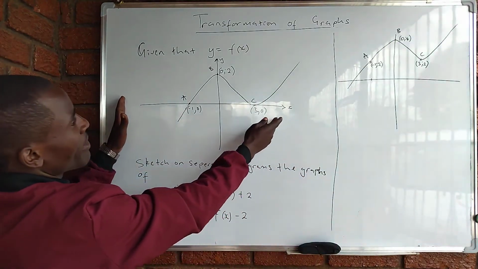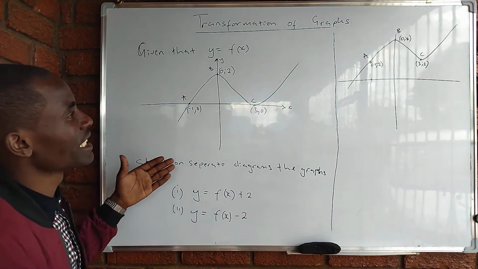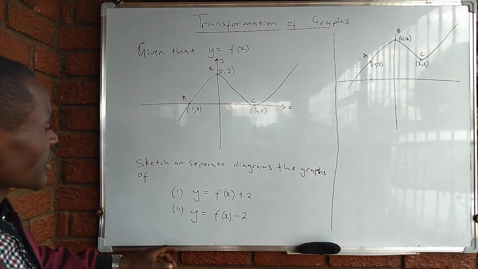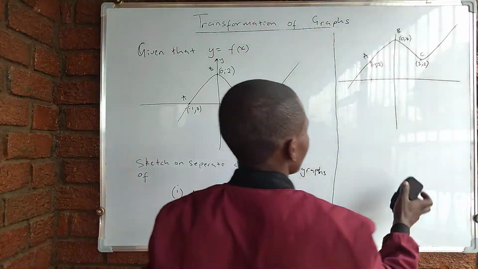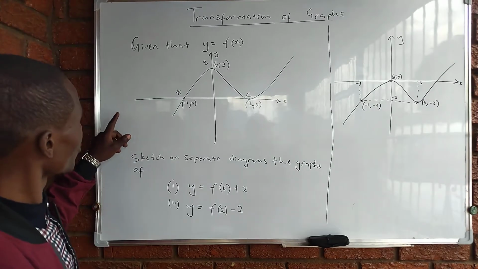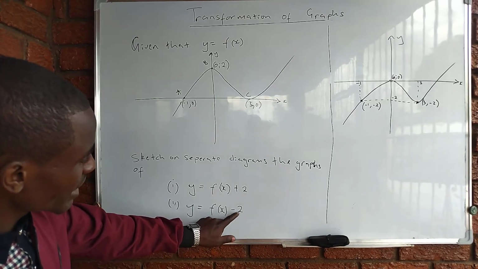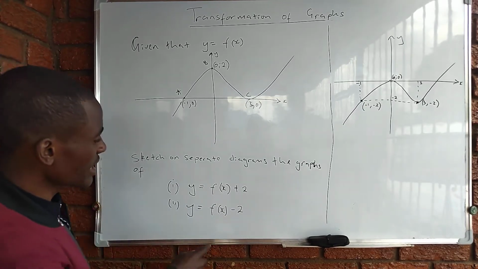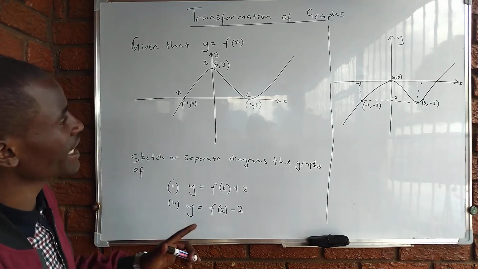Graph ready. So we just see that we have moved upwards by 2 units. That's a translation in the positive y direction. Now we do a translation in the negative y direction. Okay, so translation in the negative y direction, right? This is a translation of 2 units downwards, or in the negative y direction, right?